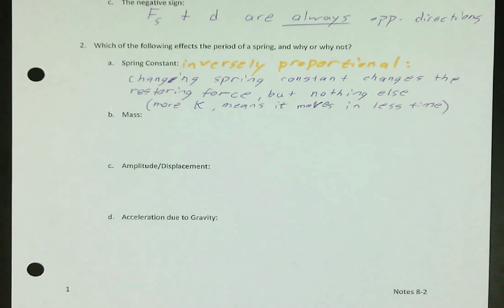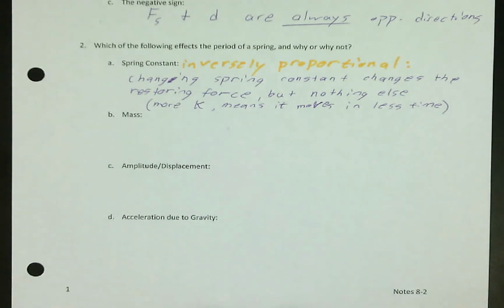And again, there's more force, but we don't do anything different. It doesn't travel further. It doesn't have more inertia. Nothing is different about it other than the fact that it has more force. And so the more force makes it go in less amount of time. The opposite would be true, too. If we decrease the spring constant, we have less force, so it goes in more time. All right, so that was spring constant.